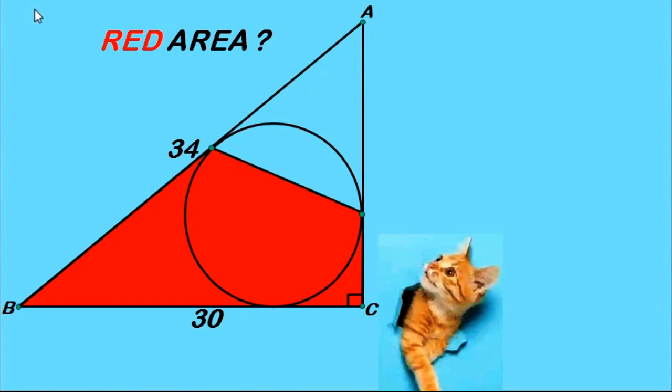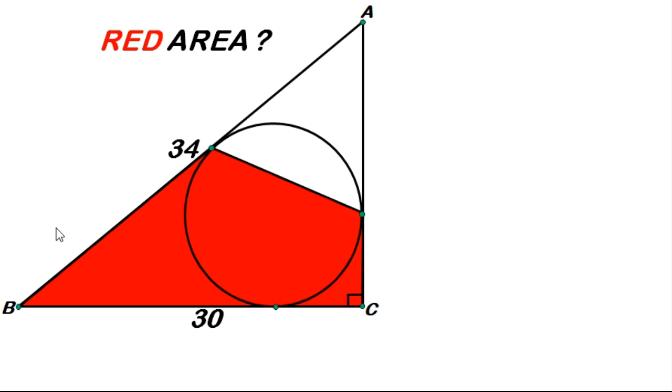How do we determine the red area in this radical geometry problem? Now for the start, let's go to the whiteboard. How do we determine the red area? We'll start by analyzing this diagram.